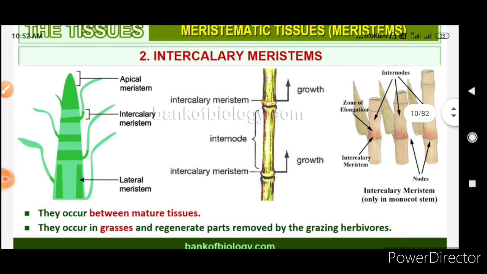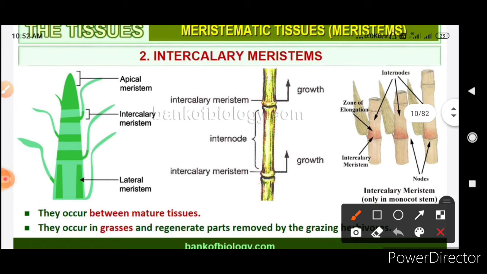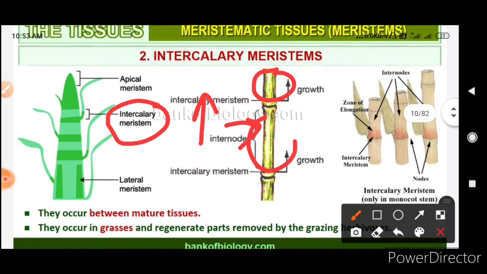Now comes the intercalary meristem. Intercalary meristem occurs between the mature tissue, and it occurs in grasses and regenerates parts removed by grazing. Specifically, when the apical meristem is growing and increasing the plant in height, this meristematic tissue will be converted into permanent tissue, and the intercalary meristem is present between two permanent tissues. So you see here, this is the permanent tissue formed and this is the permanent tissue formed. This is the internode part, and between this node a new branch will arise.